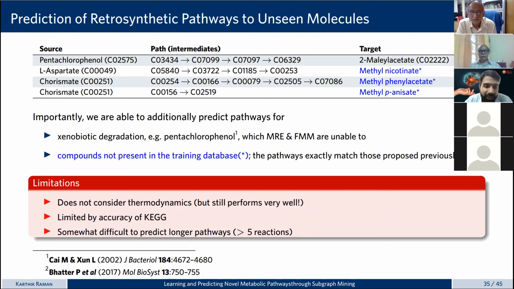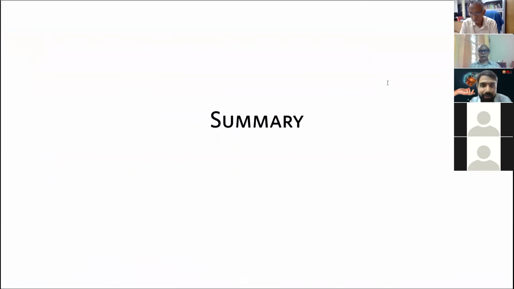It's also somewhat difficult to predict longer pathways, but typically we don't worry about very long pathways because you cannot set them up in a new cell. You can't copy paste them into a cell and keep it stable.